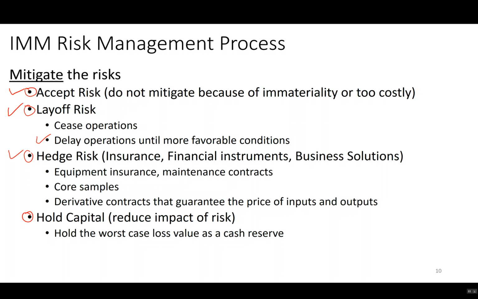Another thing you can do is hedge the risk. You can hedge the risk by maybe using insurance contracts or financial instruments or business solutions. Some examples are this. Maybe if you're worried about equipment breaking down, just get insurance on your equipment or get maintenance contracts on your equipment. Another way to do it, and it's actually what Todd Hoffman does, if you watch the series, eventually he does this because he gets smarter, is you do core samples.